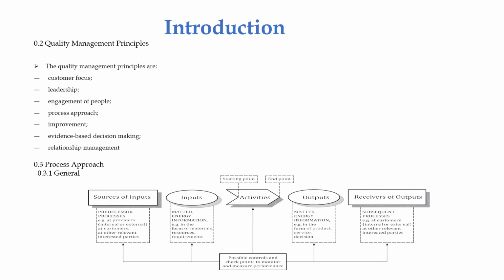Now, what is the quality management principle? The quality management principles, or whatever principles we are going to frame in terms of quality, need to cover at least these 7 key points. The first is customer focus. Then leadership, engagement of people, process approach, improvement, evidence-based decision making, and relationship management.